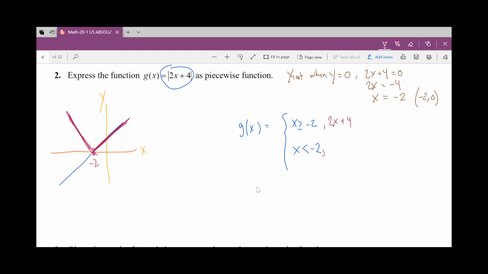So if this line is 2x plus 4, this line here is going to be negative 2x, negative 2 because it's negative slope, right? The opposite of positive slope is a negative slope. The magnitude of the slope itself will be unchanged, but the y-intercept is going to go down there and it's going to be flipped over the x-axis as well. So there's your two bits right there, your piecewise function for the absolute value of 2x plus 4.